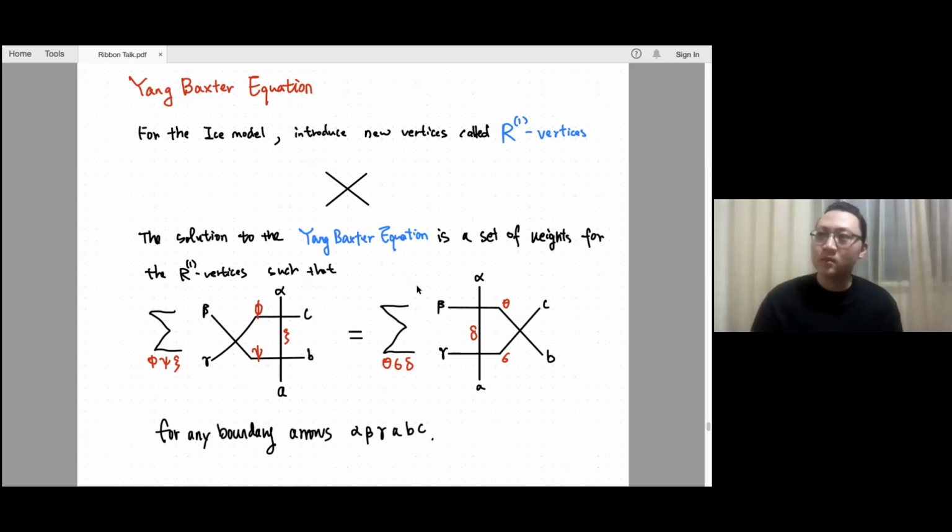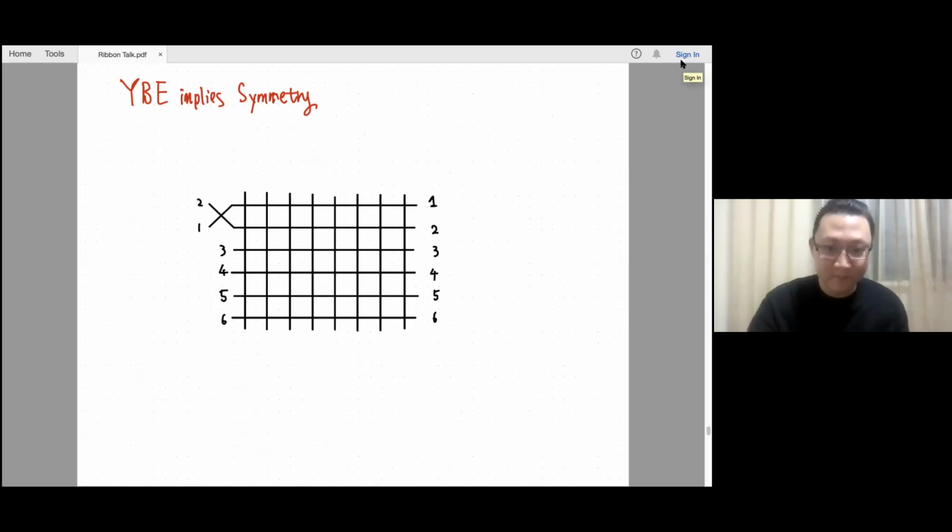Whenever there is a solution to the Yang-Baxter equation, it means that the partition function is symmetric. So here's why. We're going to look at the lattice, and then we're going to add an R vertex to it. And now notice that the row indices are changed by introducing this R vertex.